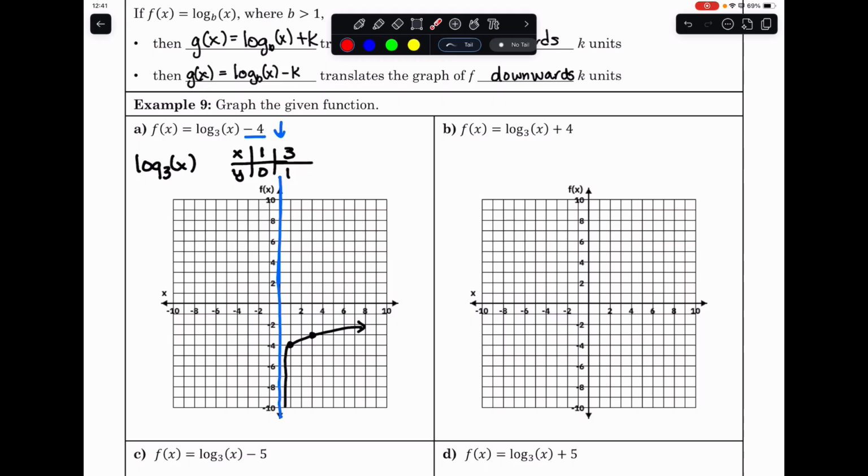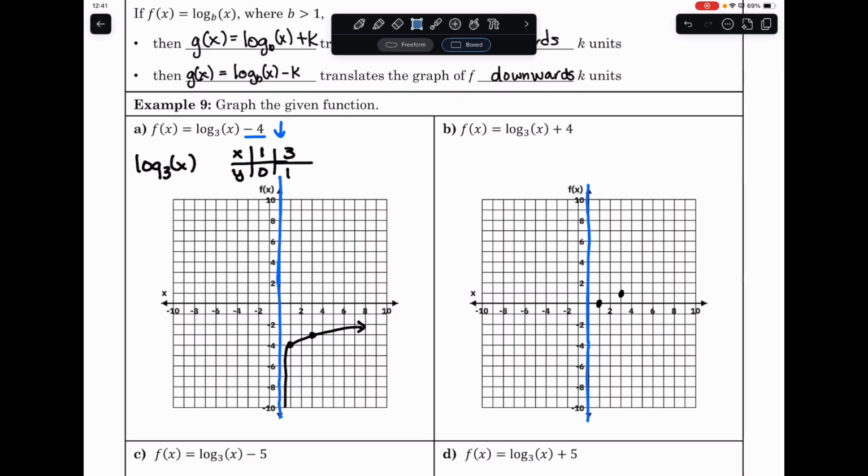So we'll compare it again to this one. This one has +4, so instead of moving down, the graph is going to move up. The vertical asymptote doesn't change, because moving it up or down, the vertical line stays in the exact same position. But the points (0, 1) and (1, 3) are going to move up 4 units.